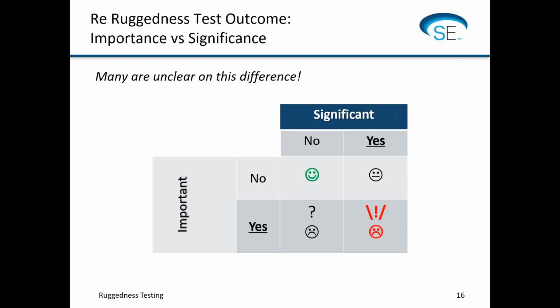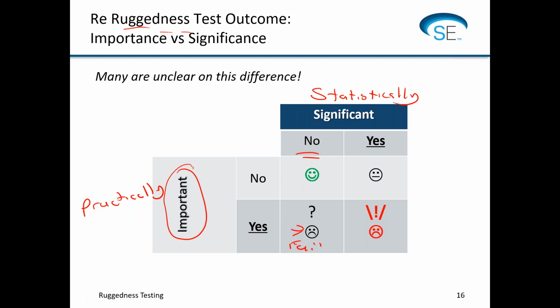So let's take a little sidetrack at this point and talk about this difference between something that's statistically significant and something that's practically important. I really like to keep these terms separate, and I've worked on the standard E1169 to do so. They're really two different things, because from a point of view of ruggedness testing, the most valuable thing to focus on is what is important. And even though something may not be significant, if it's important, then that would be a fail.